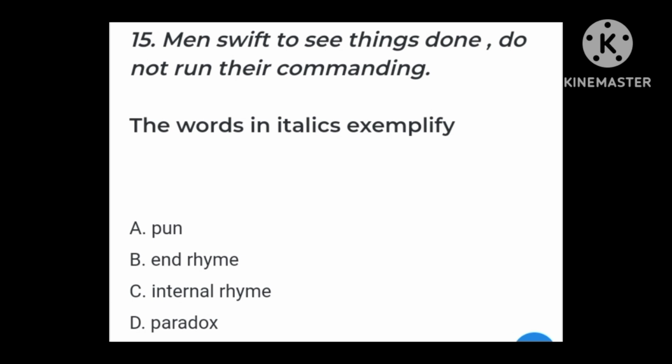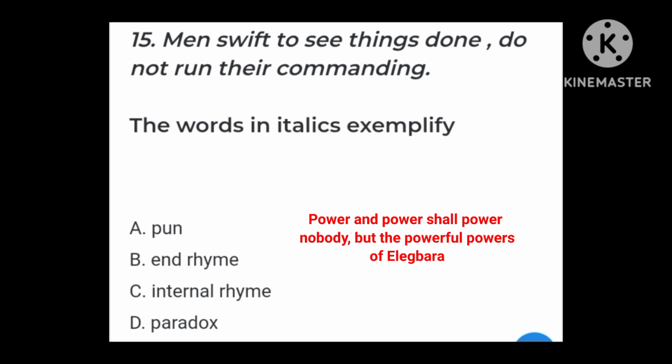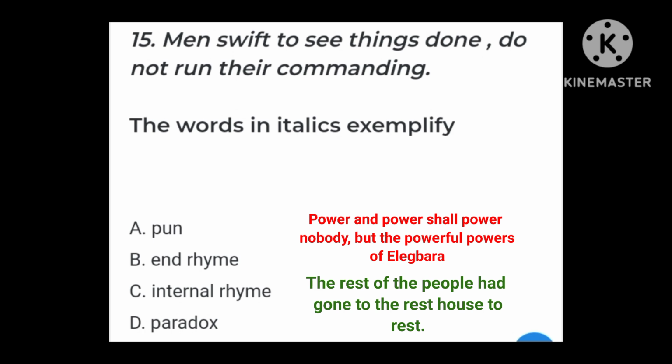It may be used in a way repetitive of a particular word, while its meaning may not be really apparent. Pun means play upon words. A good example of pun is, power and power shall power nobody, but the powerful powers of Elebara. This example is from Wole Soyinka's work called Kongi's Harvest. Another example is, the rest of the people had gone to the rest house to rest. This example is from Murder on the Throne, written by DSK.